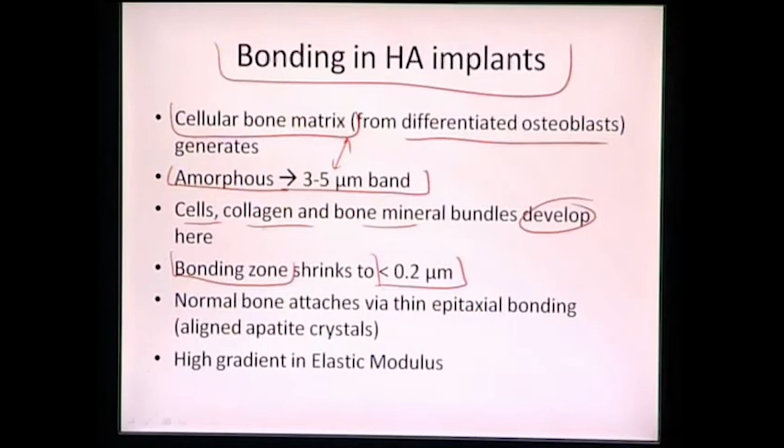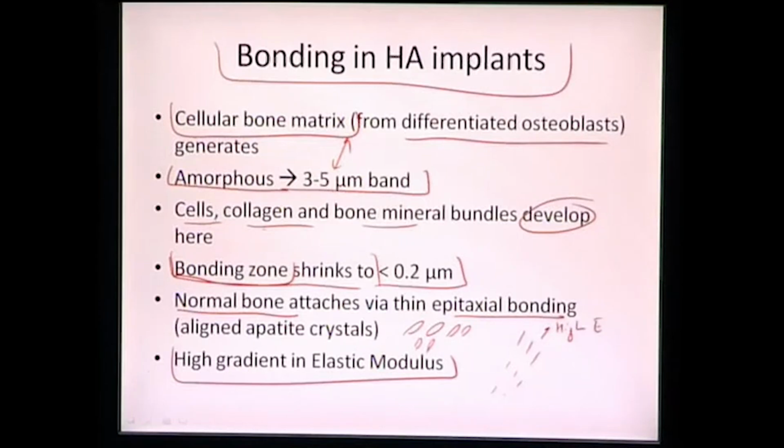So all the cells, collagen and bone mineral start developing, they start pulling those things together, and that basically leads to the bonding zone shrinking to less than 0.2 micrometers, and normal bone will then start attaching itself via thin epitaxial bonding, with aligned hydroxyapatite or apatite crystals, which are nicely aligned in the natural bone, and that alignment basically leads to a high gradient in the elastic modulus. So in one direction where we have all the apatite crystals aligned, we get very high modulus, and that's the reason it will have very poor modulus in the perpendicular direction.